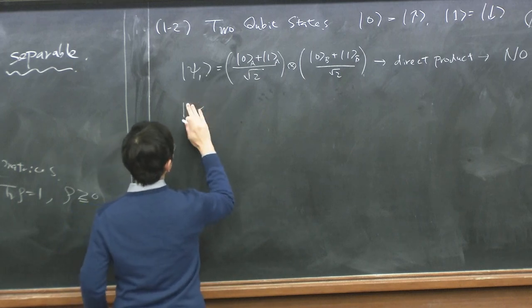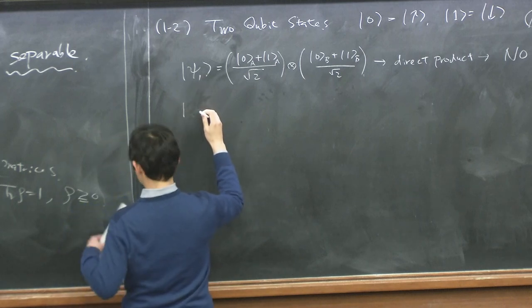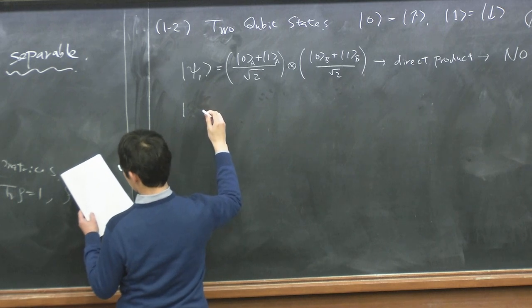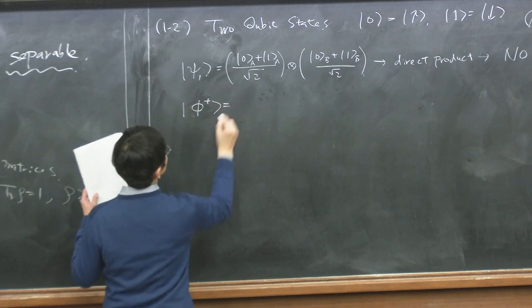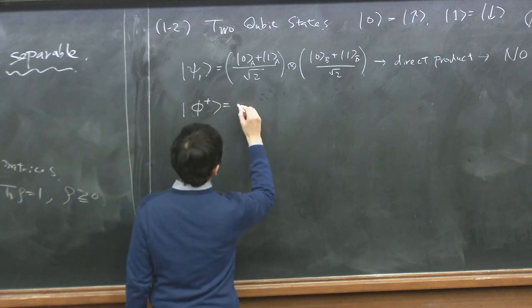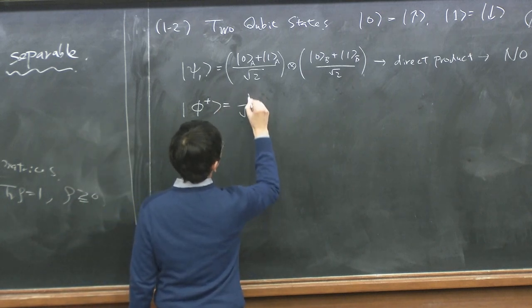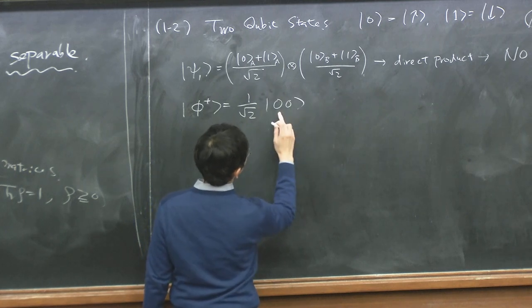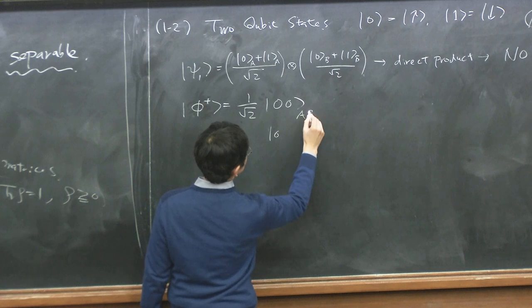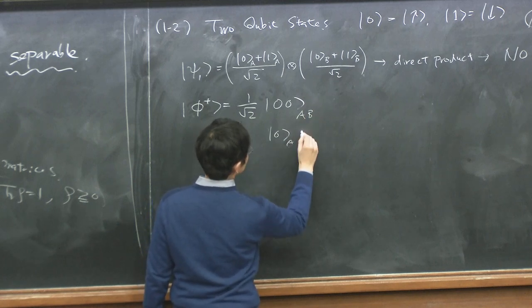But there is another state, which we can define. It's called phi plus. This is also not a direct product, and it is the following state. Now we combine A and B, so we write it this way. 0, 0 means, of course, 0 for A and 0 for B.